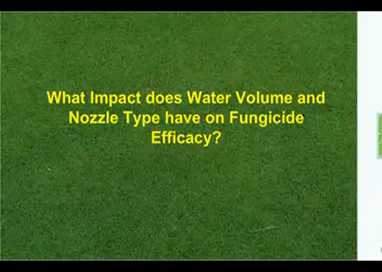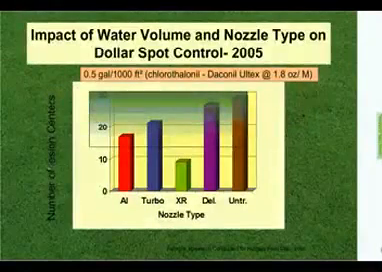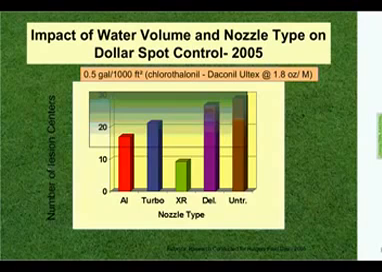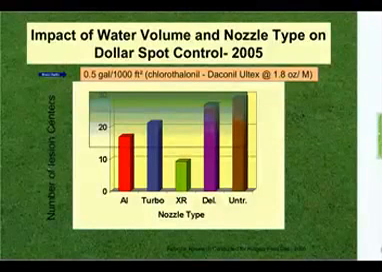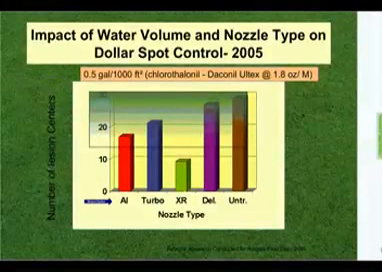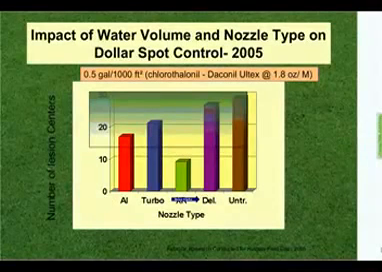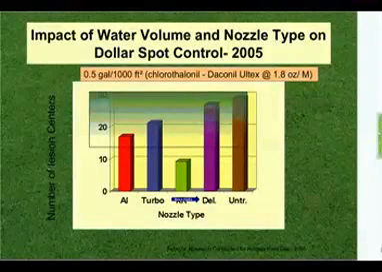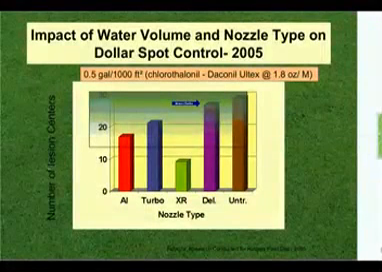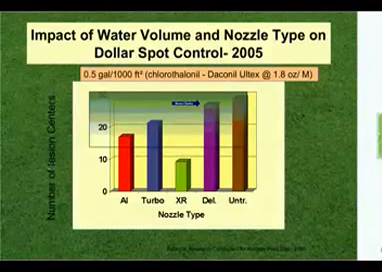A number of years back, we had some demonstrations at our turf field day, looking at the impact of water volume and nozzle type at a very low water volume. This is a half gallon per 1,000 of chlorothalonil at a very low rate, 1.8 ounces. And we're looking at different nozzles such as the air induction nozzle, the turbo turf jet, the extended range nozzle, and then the Delavan, which is the old raindrop nozzle, the hollow cone nozzle. You can see that you're getting very poor control with a hollow cone nozzle, essentially almost equivalent to the untreated, whereas you're getting better control with either the air induction, the turbo, or the extended range.